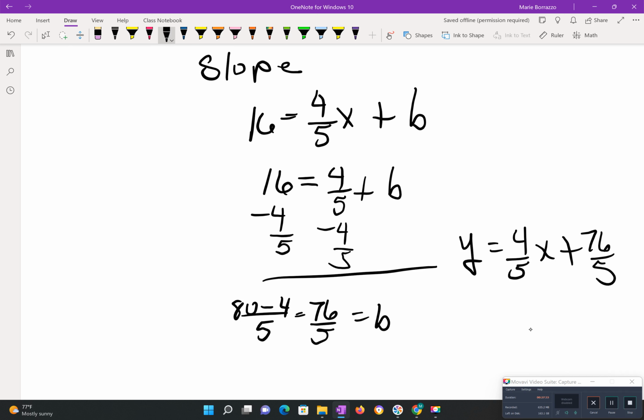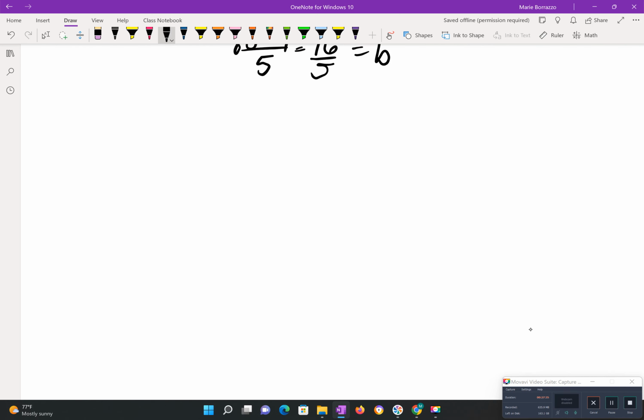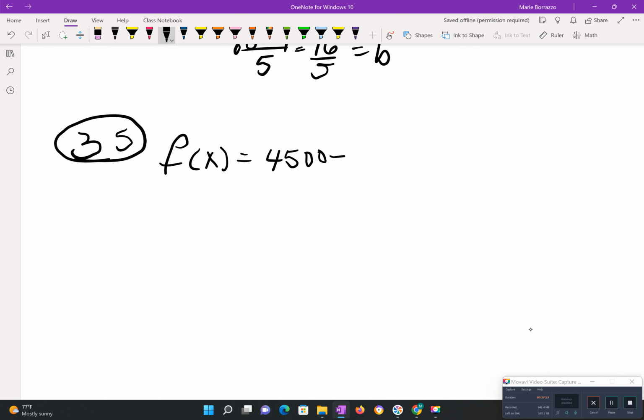Okay, number 35. In number 35, we are given the equation f of x is 4,500 minus 4x squared, and they're asking us to evaluate this at x is 20. They want to know the percent rate of change of f of x at the indicated value of x, which is 20, and round to the nearest percent.